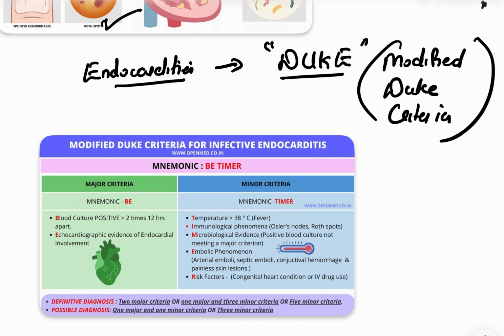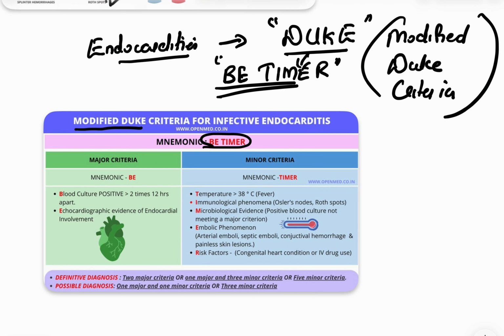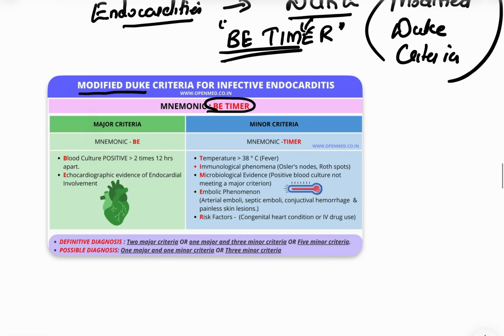So what is the Duke criteria? Just imagine I have bought a new bike and its name is Duke. I don't know how to ride a bike, but just imagine. Why did I buy this bike? I want to be on time. I don't want to be late. So remember, endocarditis is for Duke, and Duke is for BE TIMER. So the modified Duke criteria for infective endocarditis, the mnemonic is BE TIMER.